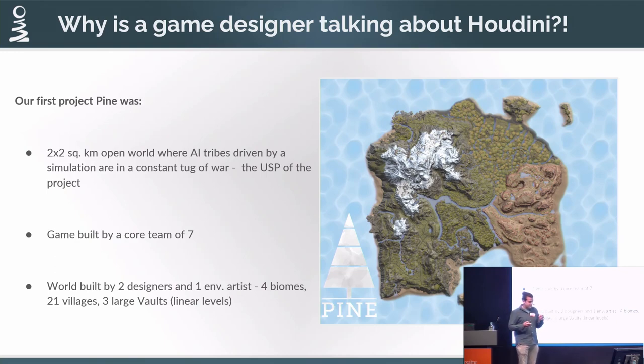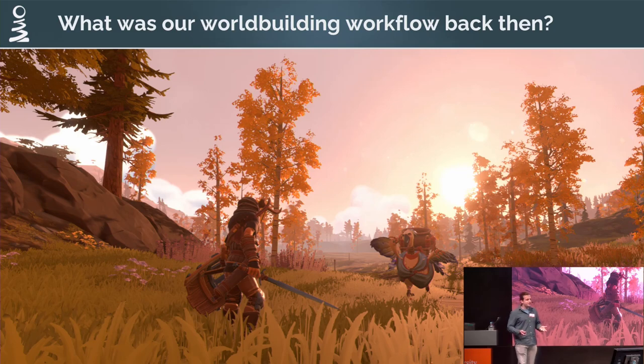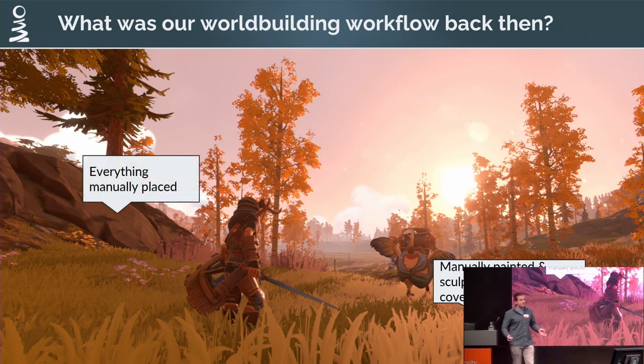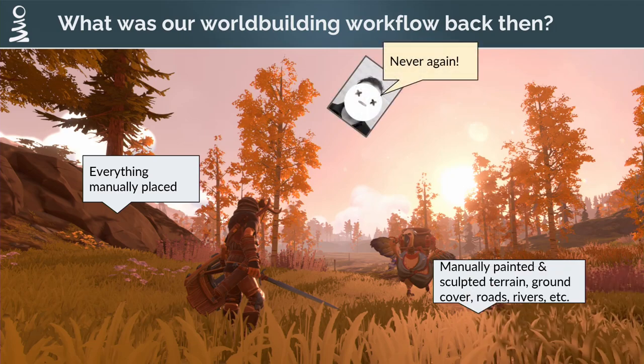And you would think with a small team like that, we had a pretty powerful world-building process. But in reality, everything in terms of the terrain was manually painted. The terrain was sculpted by either one of the designers or the environment artist. So you can think about roads, rivers, basically everything. Of course, I think somebody yesterday mentioned that we had a boutique approach of manually hand placing everything. And at the end of this project, I vowed to never do this again.